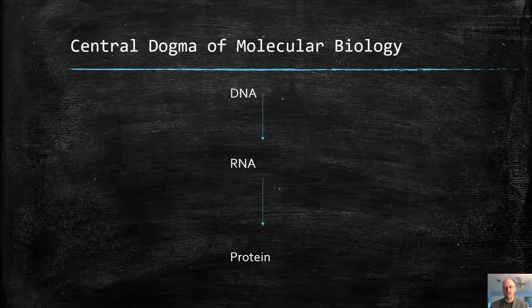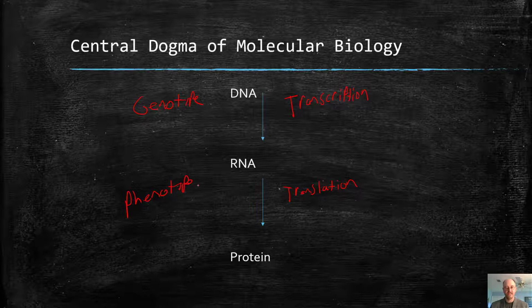So DNA codes for RNA, and the process of going from DNA to RNA is known as transcription. This will be in the next chapter. RNA to protein is called translation. This is basically going from the genotype, which is the information in your genes, to phenotype, which is the physical expression of genes. So eye color, hair color, whether or not you can digest milk, all of those sorts of things are a phenotype, the expression of the genes.